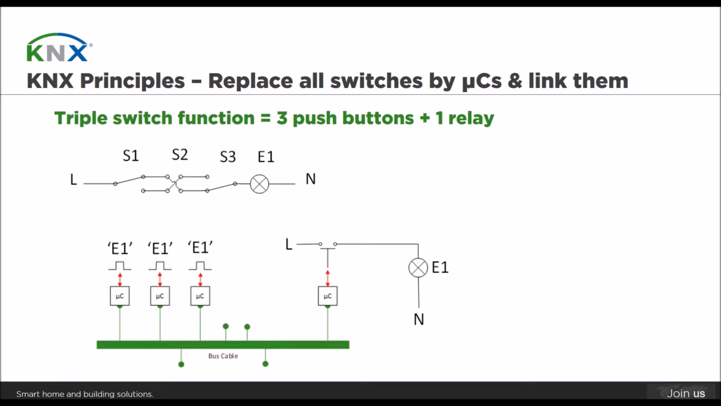Just by replacing every switch, for example S1, by a microcontroller, S2, the cross switch, also by a microcontroller, S3, the same, and also the electrical consumer, we will replace by a microcontroller in combination with a relay, because E1 is supposed to be either switched on or off. Therefore, a relay will perfectly fit here. As I said before, all these microcontrollers will be linked together via a bus cable.